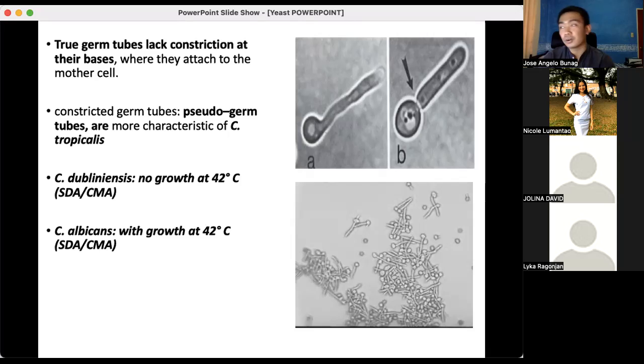Pero po, for negative result naman sa germ tube natin, we just have a short hyphal extension that is constricted at the point of origin. So under this, we have your Candida tropicalis, your glabrata, and other yeast. And please do take note of this, yung dubliniensis natin, no growth at 42 on your SDA and also your chrome agar, and your Candida albicans, may growth at 42 degrees on your SDA and your chrome agar at 42 degrees Celsius.